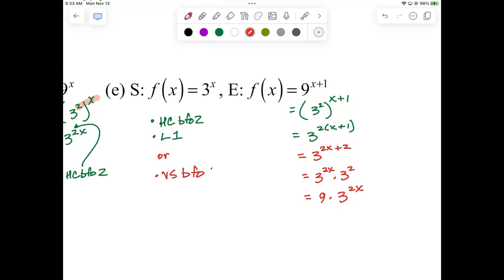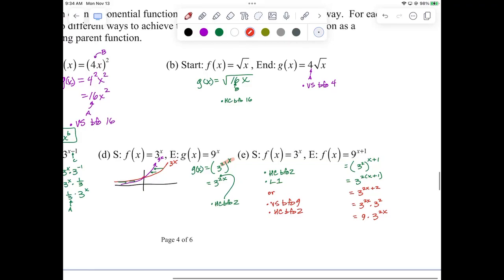Vertical stretch by a factor of 9, and then follow that by a horizontal compression by a factor of 2. So this one does have 2 ways to do it. They're both in terms of base 3. Either horizontally compress by a factor of 2 and then move it left 1, or vertically stretch it by a factor of 9 and then horizontally compress it by a factor of 2.